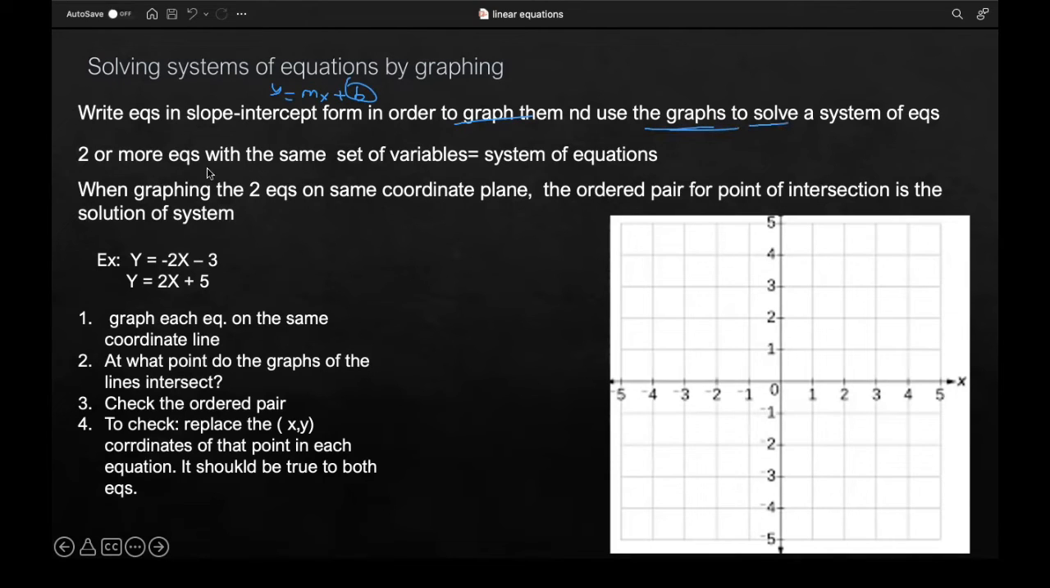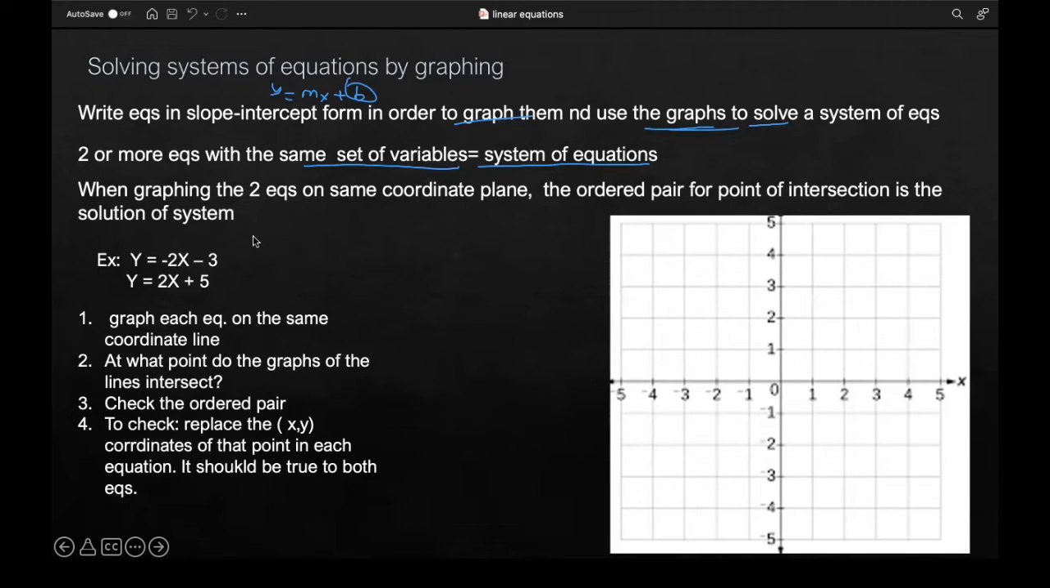Now, 2 or more equations with the same set of variables is called a system of equations. A system of equations is basically when you have 2 or more equations with the same variables x and y. Sometimes you only have x's, sometimes you only have y's, and sometimes you have both. For example, in the next example we're going to talk about.